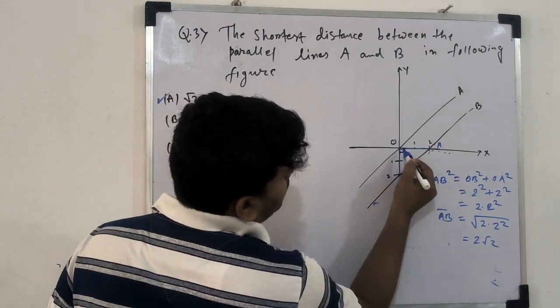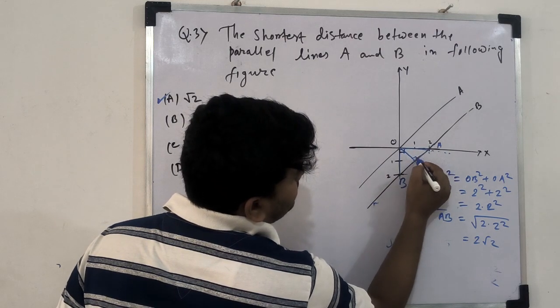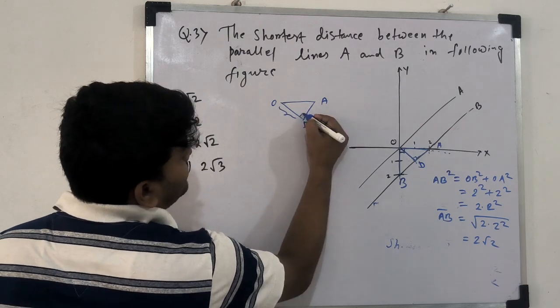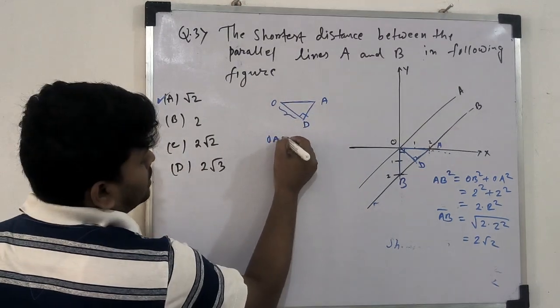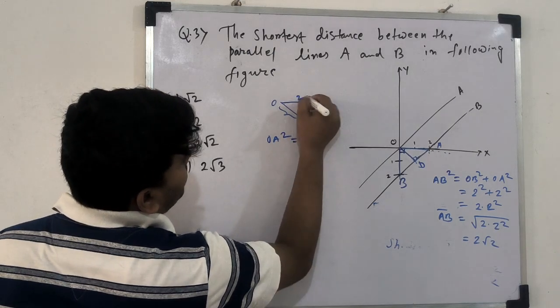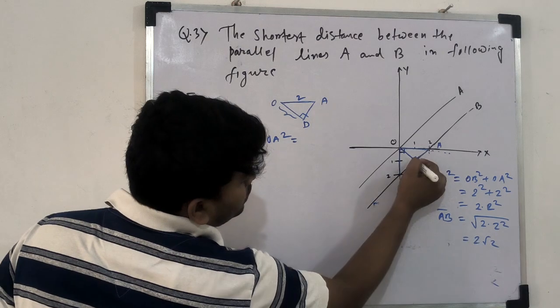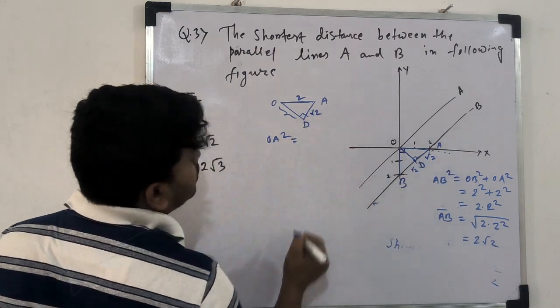Now we have to find this, and this is a right triangle. If you take this as OA and this as D, we have to find this. Here this is a right triangle. The hypotenuse is OA, which is 2, and we found that this total value is 2 root 2. So this is the middle point, so this is root 2 and this is root 2.